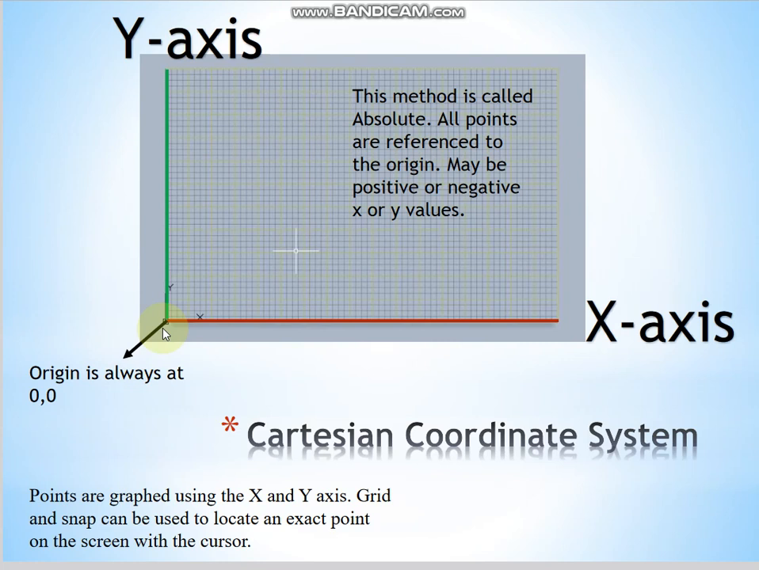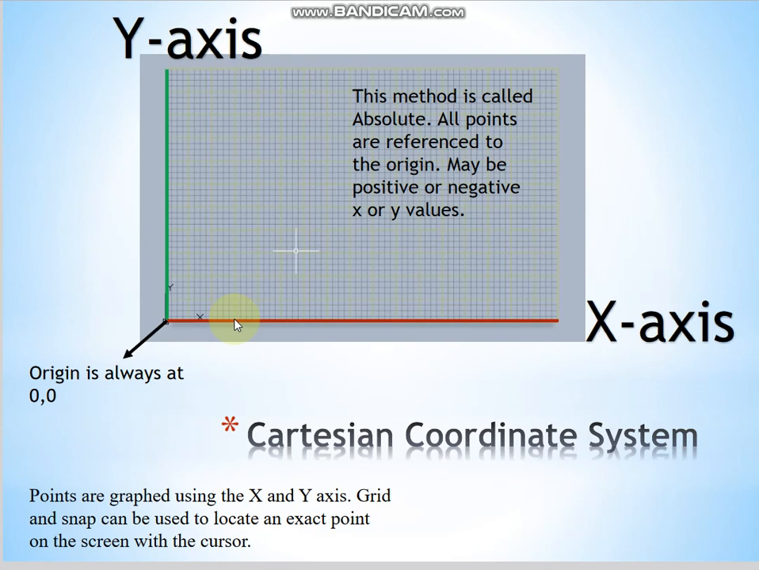So when you're thinking about Cartesian coordinate system, you're graphing based on the x-axis, y-axis direction. It could be all positive, it could be positive and negative combinations, it could be all negative. But those values are always in relationship to where is that 0, 0 point. We refer to this method as absolute. So if I'm taking a point, here is my 0, 0. Let's say I'm going over 3 and up 2. I could either use my grid, or I could actually type in 3, 2.